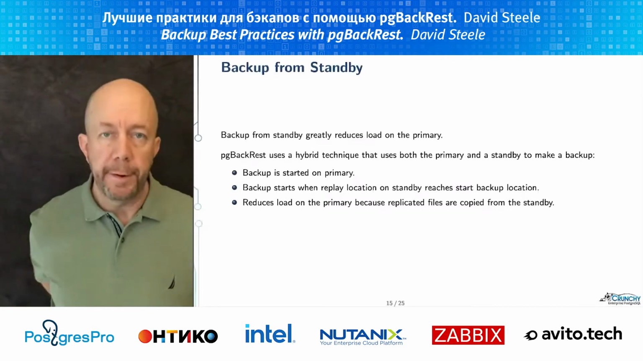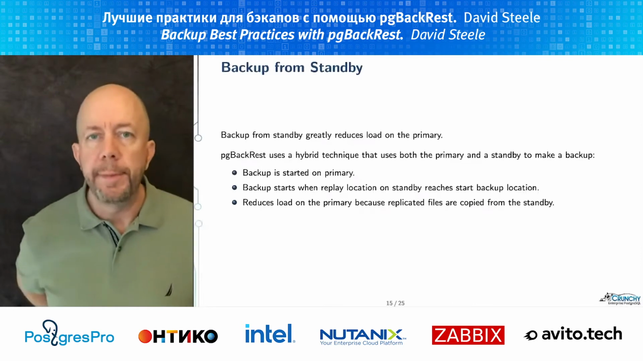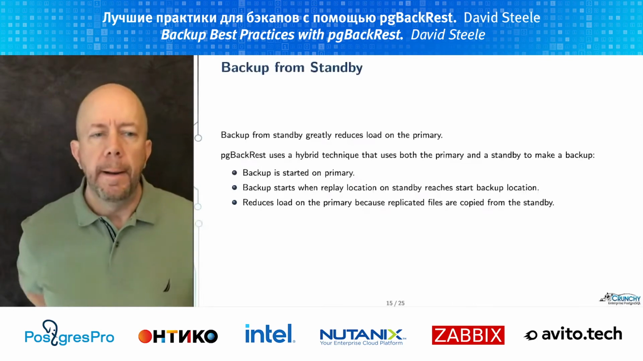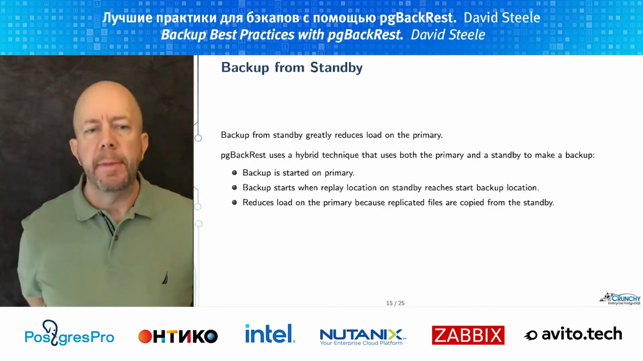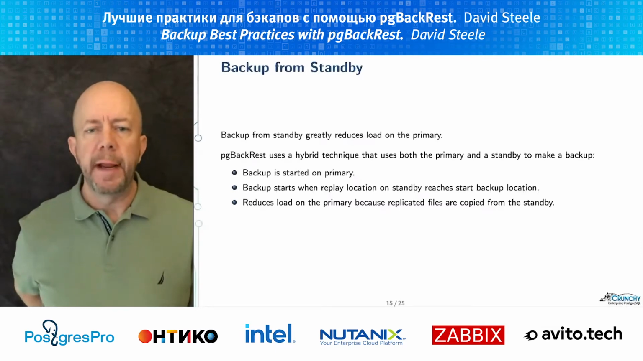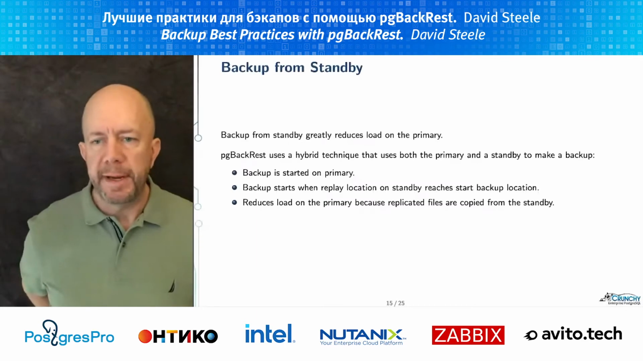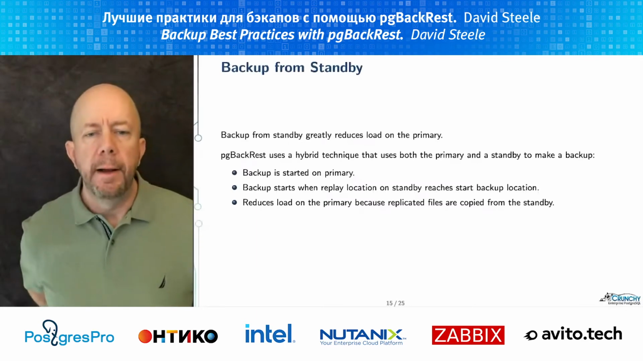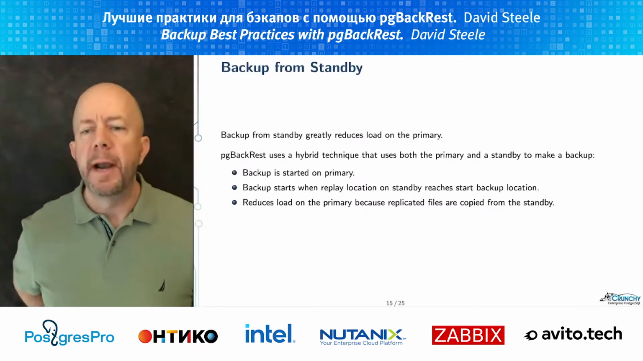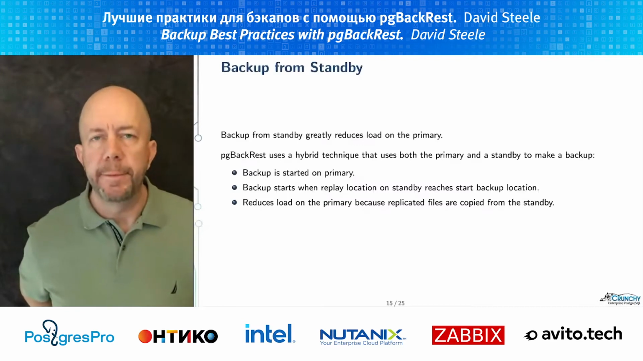So the backup is started on the primary using the normal pg_start_backup command. And then we monitor the standby, and when the replay location on the standby reaches that start backup location, we can start copying from the standby. This reduces load on the primary because replicated files are copied from the standby.